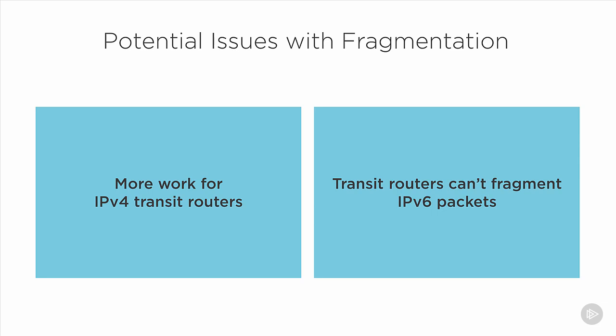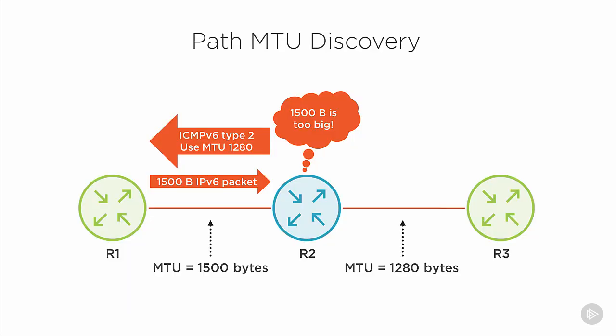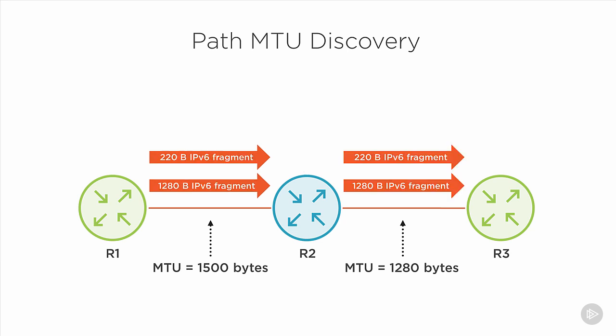If R2 receives an IPv6 packet that's too big, it will send back an ICMPv6 too big message. This is ICMPv6 type 2, telling the sender, in this case R1, to fragment the packet in order to fit the lower MTU size of 1280 bytes. R1 then fragments the packet to fit into the path MTU and resends it. Then R2 sends it along to R3. Now R1 learned the path MTU essentially by trial and error.